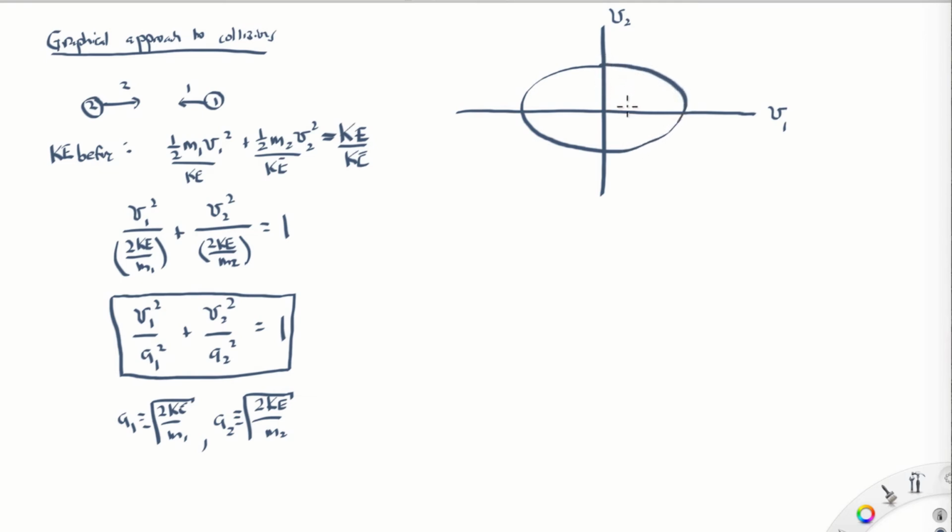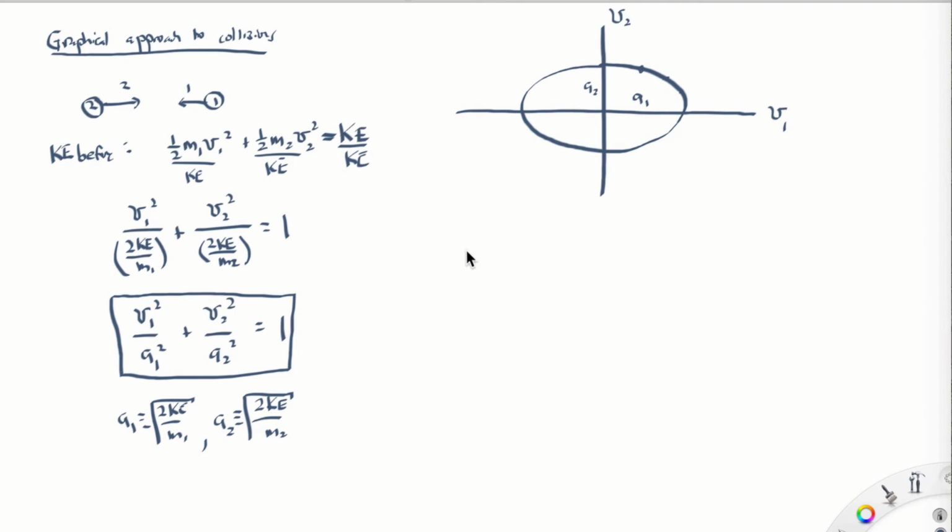Right? And a1 is the size of the major axis, and a2 is the size of the minor axis, or the semi-major axis and the semi-minor axis. Okay? So every pair of points, if you pick v1 and v2 such that you're looking at this point, those two objects with those velocities are going to satisfy this equation. That is, they're going to be equal to whatever that kinetic energy is. Okay?